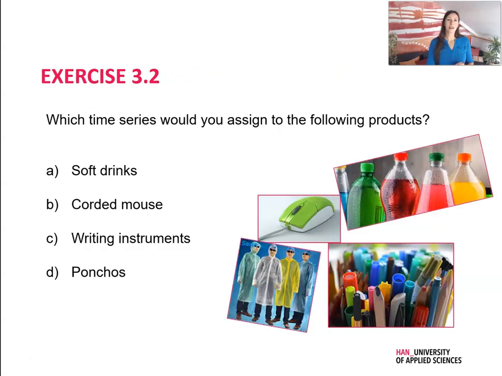So as an exercise, let's look at these 4 products. What I'd like you to do is to consider what your knowledge is about their sales patterns, and identify the time series that best match them. So the first one would be soft drinks, like colas and so on. We have corded mouse, writing instruments, so that's pens, markers, pencils here. And then the last one would be ponchos. Write your answers and then bring them to class for discussion.